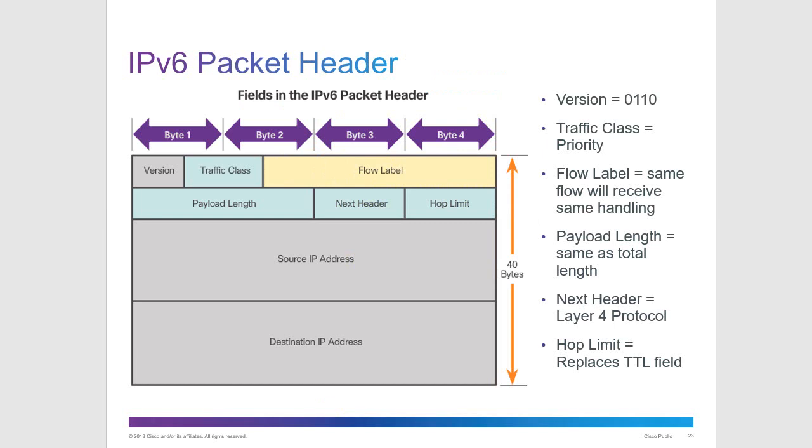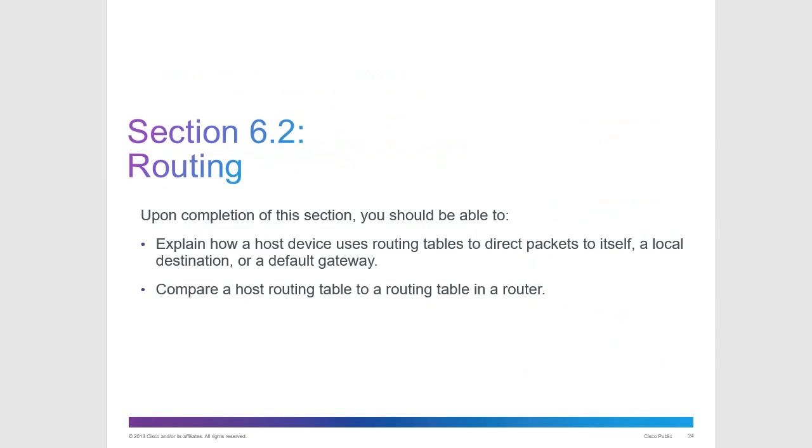Alright, we just talked about this. Oh, I guess I could have waited to just read it off, but there it is. Same thing I just said on the previous slide. Version, traffic class equals priority, or is the equivalent of the differentiated services field of the IPv4. You got the flow label. Everything with the same flow label will receive the same handling. So we already talked about that. And we've got routing coming up next.